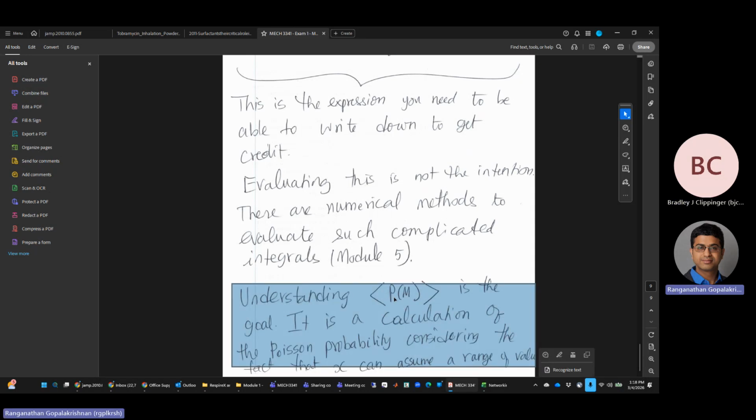Understanding the probability of getting m particles averaged over all possible values of x is the goal. It is a calculation of the Poisson probability considering the fact that x can assume a range of values. That's it. Doing the actual calculation is not the goal. It's to understand what to calculate. Gotcha. Okay. That makes sense.